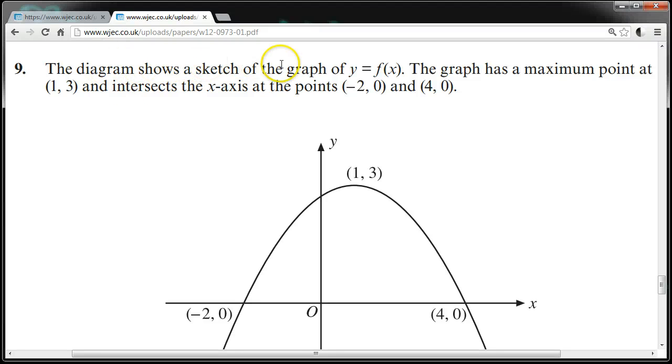The diagram shows a sketch of the graph y equals f of x. The graph has a maximum point at (1, 3) and intersects the x-axis at the points (-2, 0) and (4, 0).